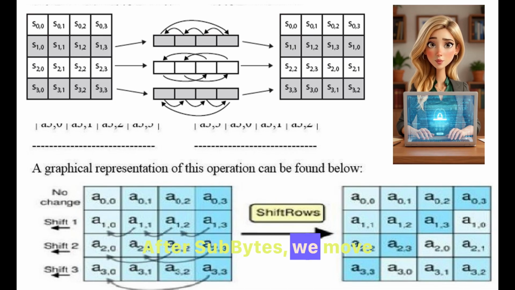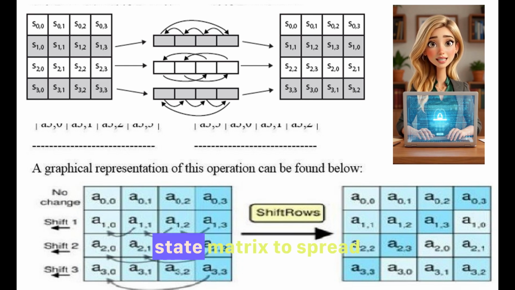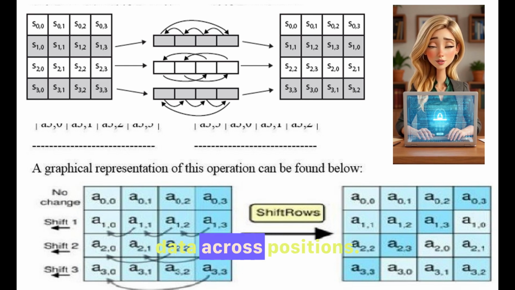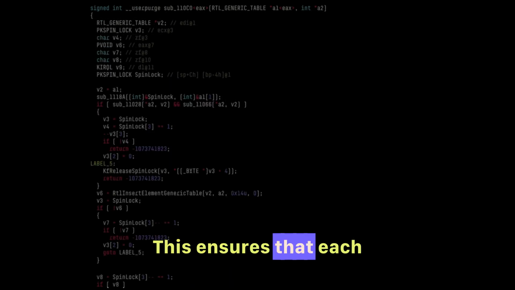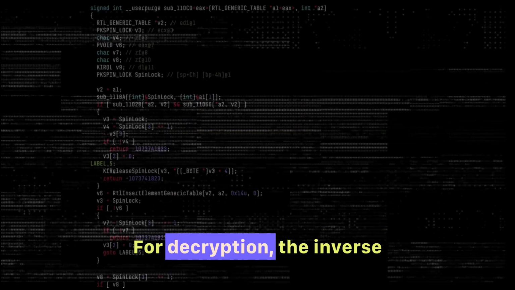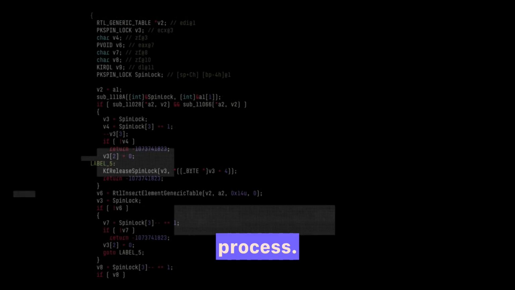After SubBytes, we move to ShiftRows. This step cyclically shifts the rows of the state matrix to spread data across positions. This ensures that each byte's influence is spread across different columns, enhancing diffusion. For decryption, the inverse operation, InvShiftRows, reverses this process.